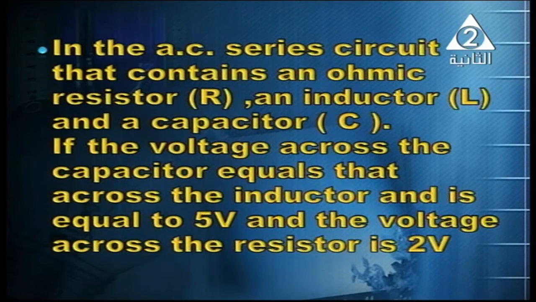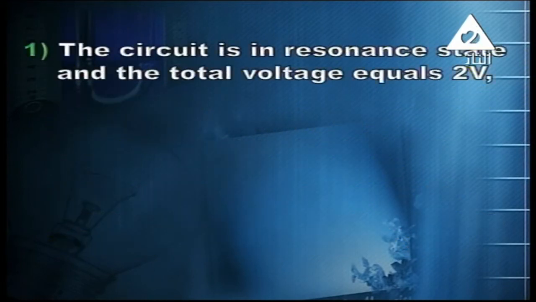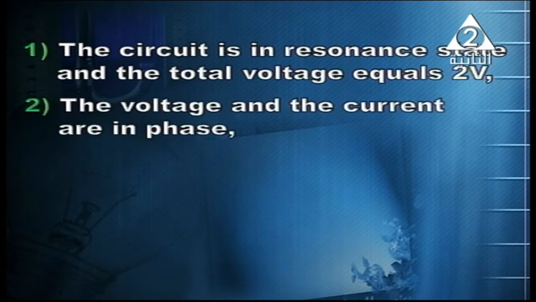Let me remind you with something. We are in resonance state. In resonance, VR is equal to V total. Okay. Choices. The circuit is in resonance state and total voltage equals 2 volt equals VR. This is 1. Voltage and current are in phase.